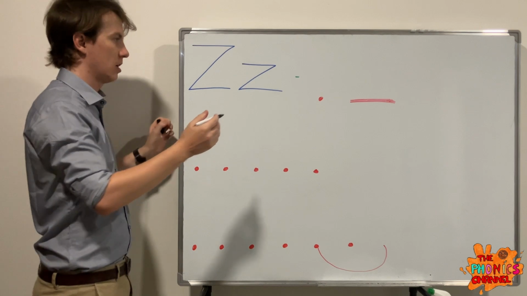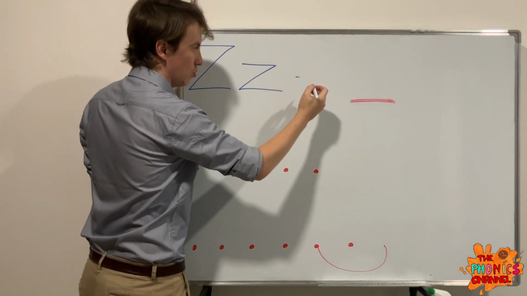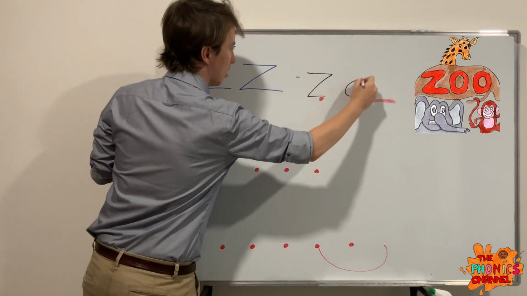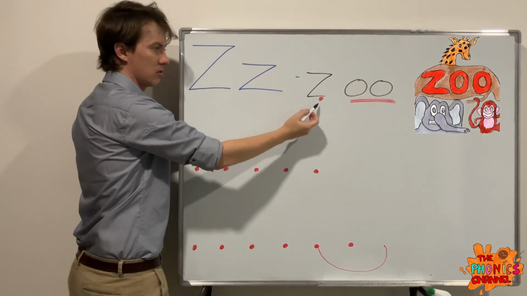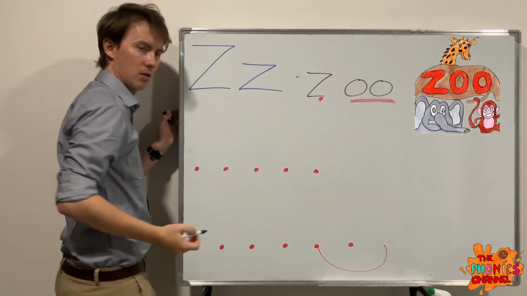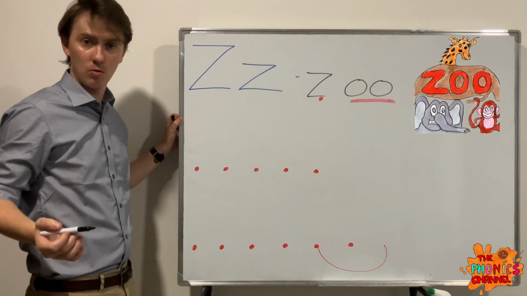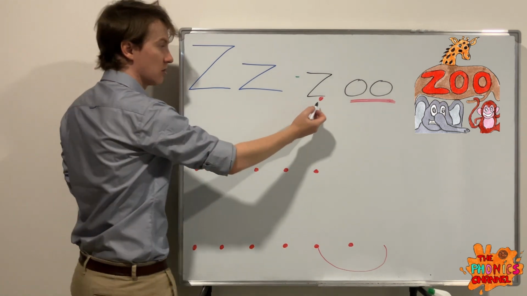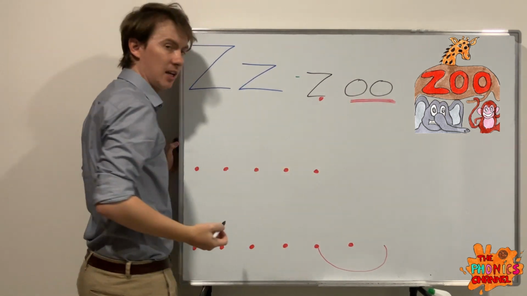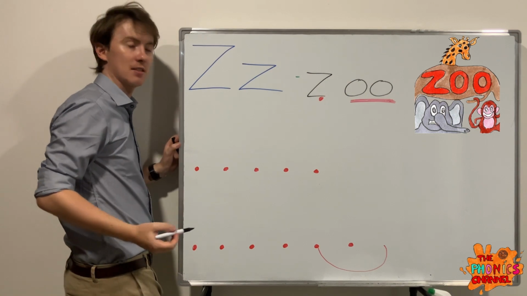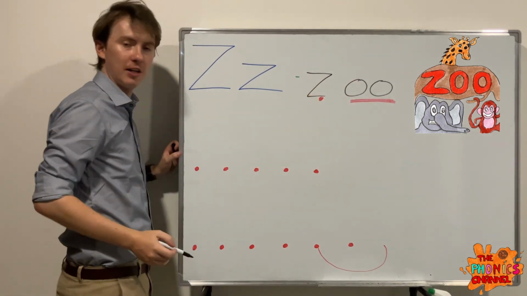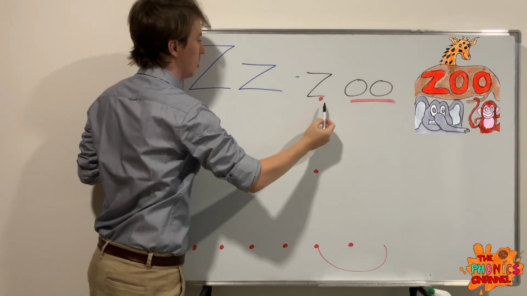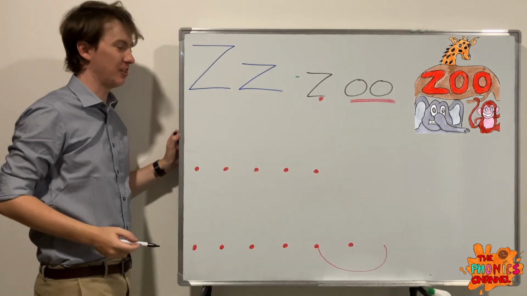Here we have zoo as the first one. Zoo, z, oo. I go to the zoo to see some exotic animals. Obviously we have 3 letters here: 1, 2, 3. 3 letters and 2 sounds: z, oo. 2 sounds and 3 letters.